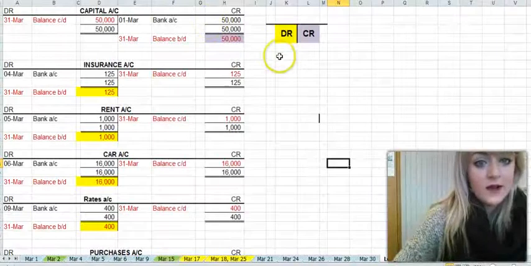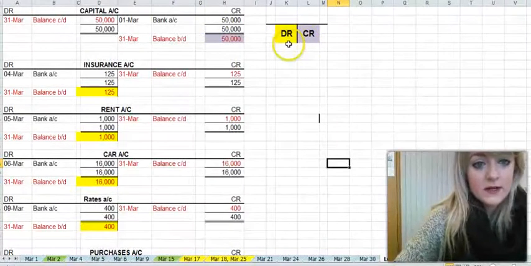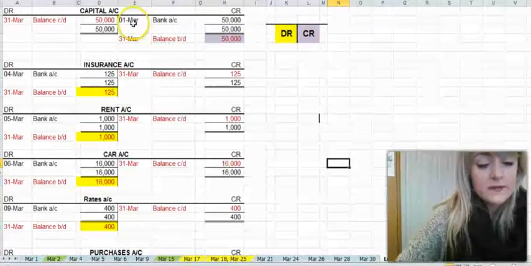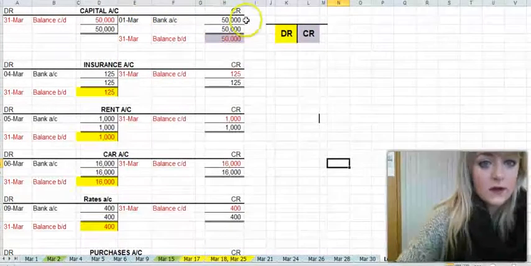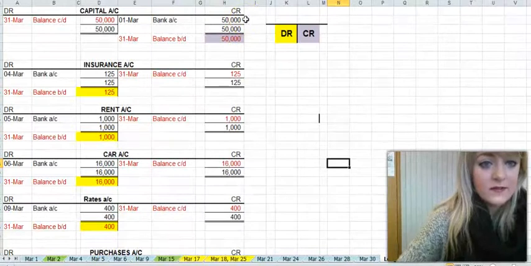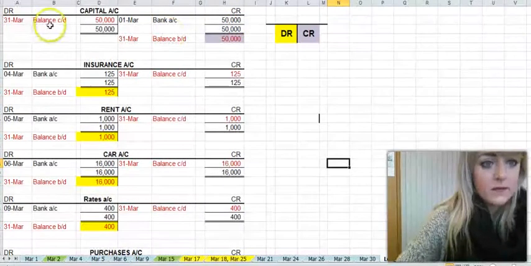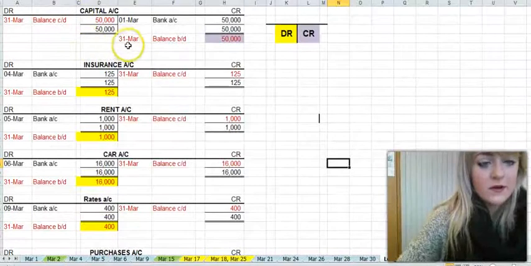So here again, I've highlighted anything that's debit is in yellow and anything in credit is in purple, so it just makes it a little bit simpler for you. So the capital account as before, on the 1st of March, she increased her capital by €50,000. So then we close it off 31st of March, balance carry down with €50,000 and bring it down here to the credit side for the following month.